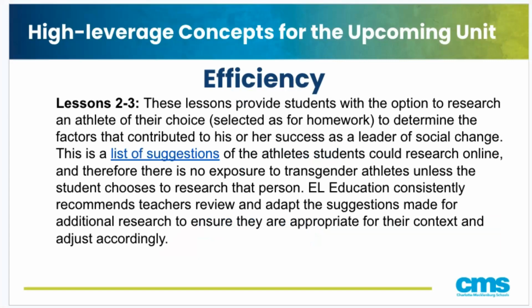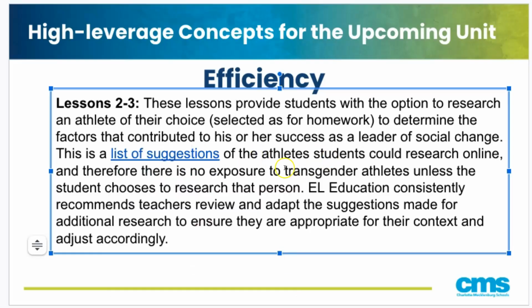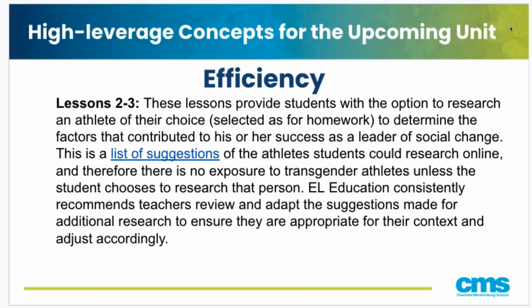All right, so for the sake of efficiency, in lessons 2 and 3, that's when you start the athlete of student choice. They're going to select it for homework, and they determine so that they can continue to determine the factors that contributed to their change. You have a list of suggestions of athletes that you can research. But there is one of the athletes is a transgender. So just be wary of that in the climate of your classroom.